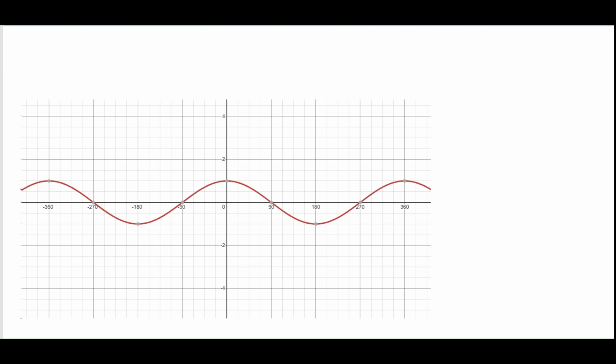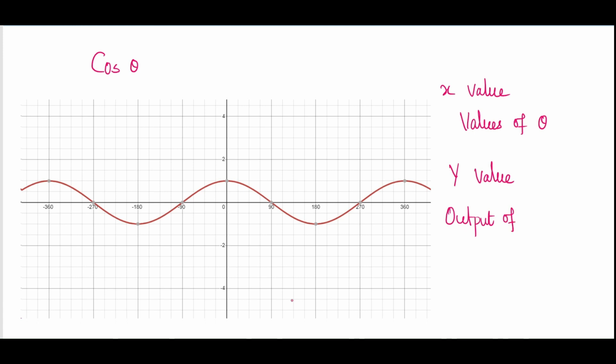In a similar way, here we have our cos theta graph, where, just as the sine graph, your x values are the values that theta can hold, and your y values are the outputs of your cos function, and just like a sine graph, it remains between 1 and -1.